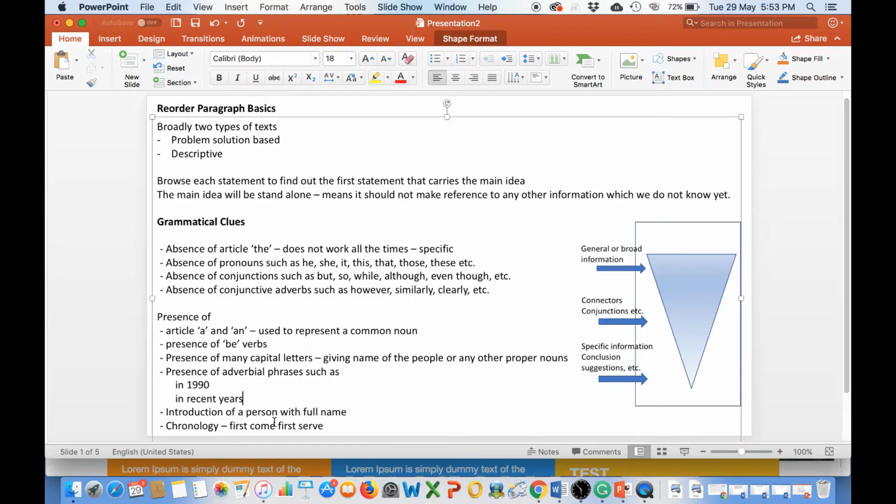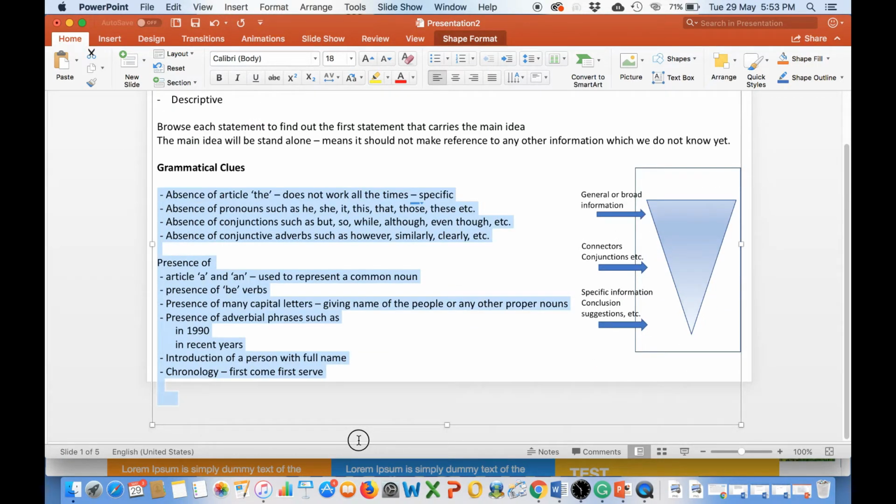Another clue is chronology. Chronology is just a sequence of events. If they are talking about a sequence of events happening one after another, then always use the rule of first come, first served. Whatever they have discussed first could go first. Having said all those things, always keep in mind that only one thing is not going to work for your paragraph, and all these things play a role.